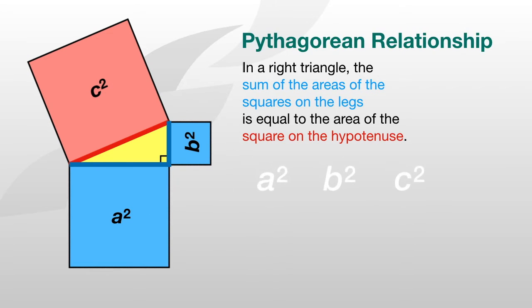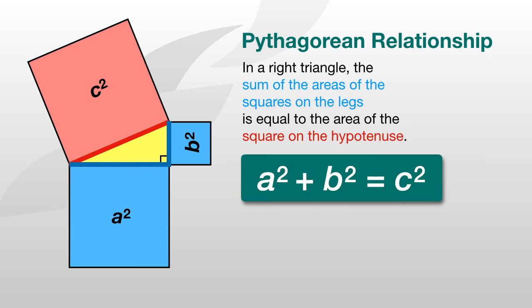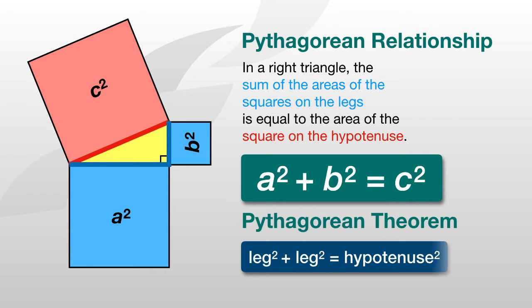Therefore, we can express the Pythagorean relationship as a squared plus b squared equals c squared, which is also called the Pythagorean theorem. This is the theorem that we will use to solve problems involving right triangles. We can also express it geometrically as the sum of the squares of the legs is equal to the square of the hypotenuse.